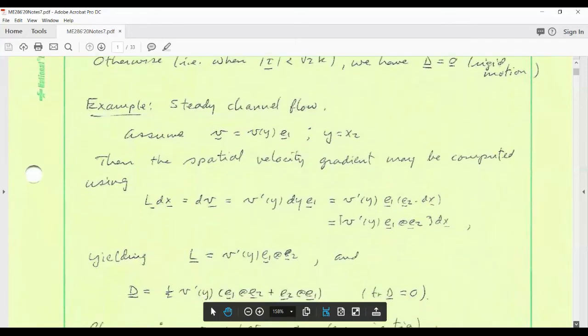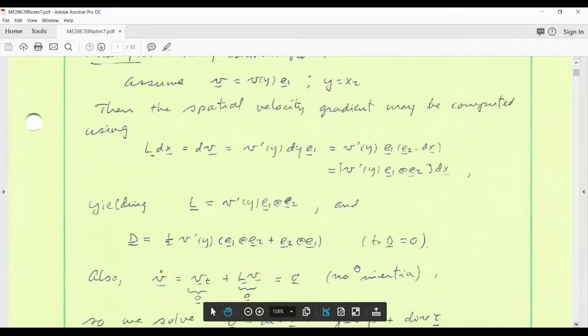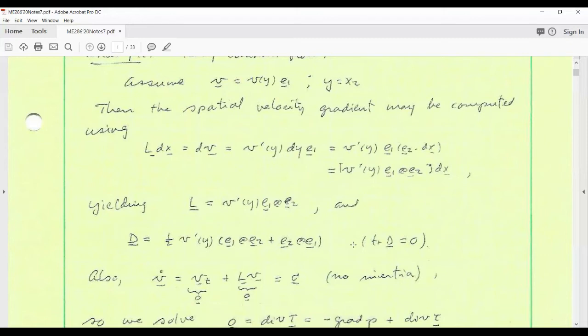Very simple motion. D then is the symmetric part of that. And of course, the trace of that is 0, as it would have to be for our theory, because according to the flow rule, D is a scalar times the deviatoric stress, which has zero trace.